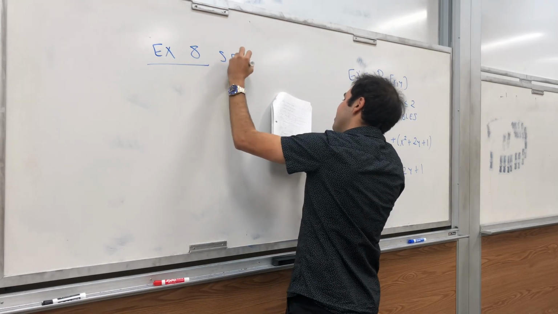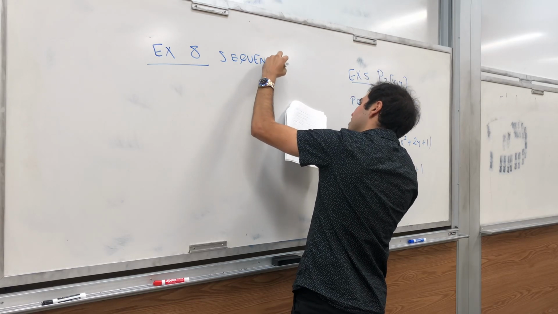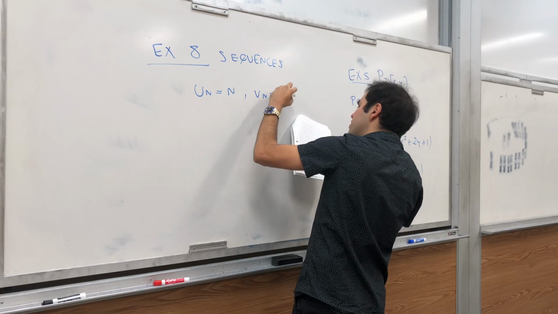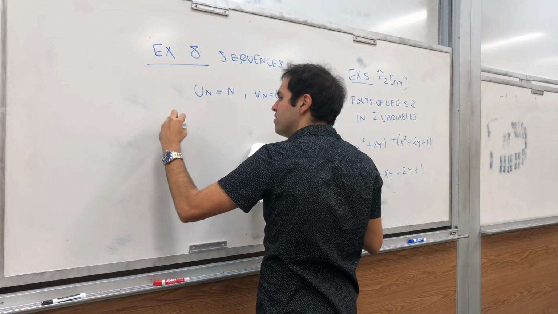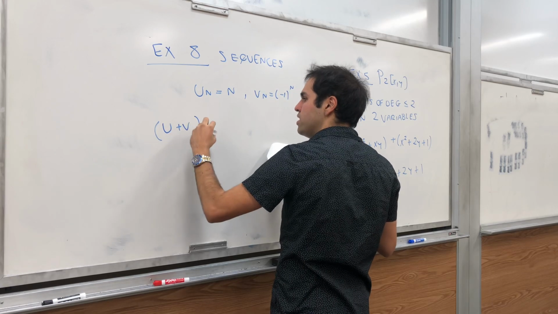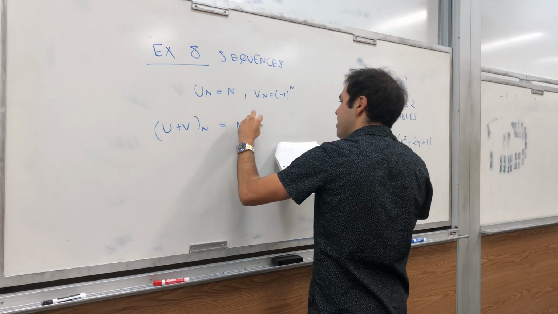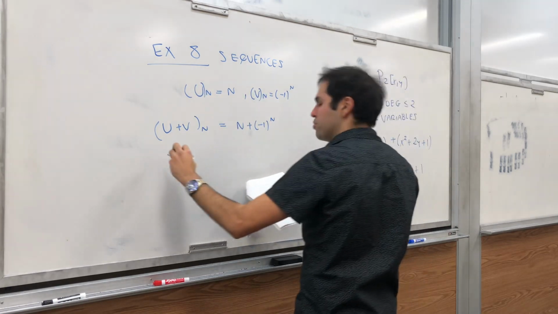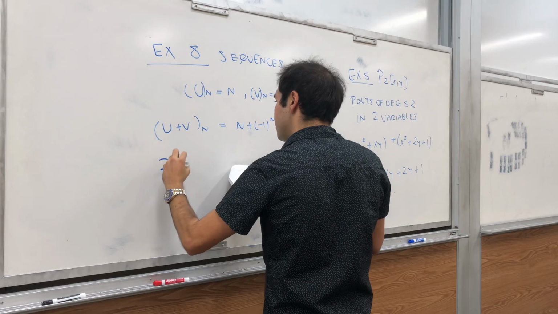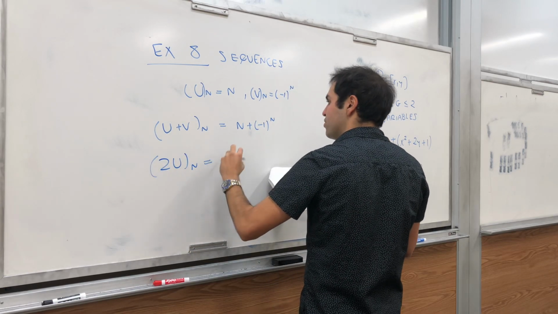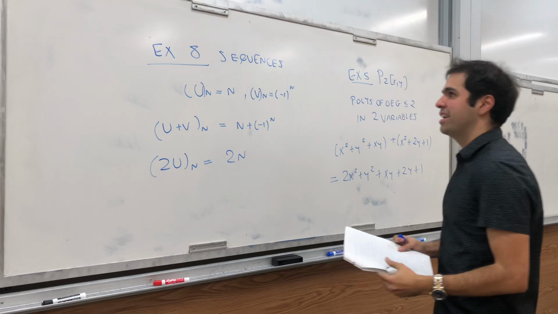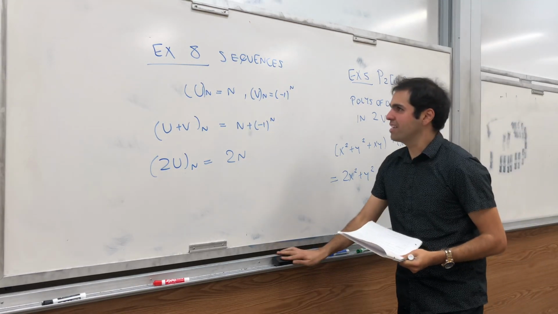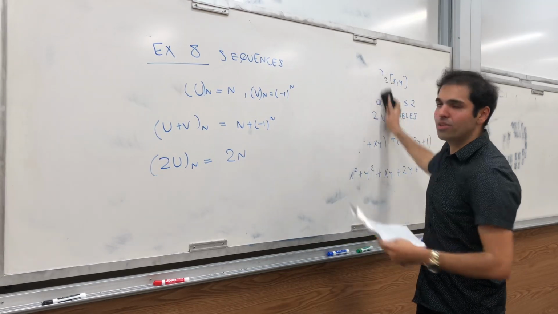So we can have sequences. For example, if un is the sequence n, and vn is the sequence minus 1 to the n, then what is u plus v? The sequence is just un plus vn, it's just n plus minus 1 to the n. Let me write it this way. And then also 2 times the sequence un is just 2n, just the sequence 2n. So sequences, you can also write them as vector spaces. And the 0 vector is the 0 sequence.